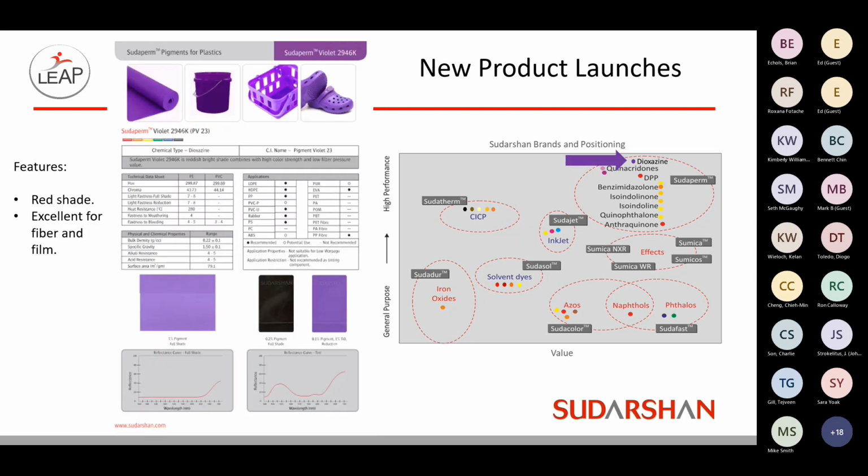And then lastly, our third product that we're launching this month is in the Pigment Violet 23. So this is a second product in the Violet 23 chemistry that we've launched this year. This is our Sudaperm Violet 2946K. This offers a more red shade option in the Violet 23 space. It is also excellent for fiber and film applications. So another addition to our Sudaperm brand of high-performance pigments.